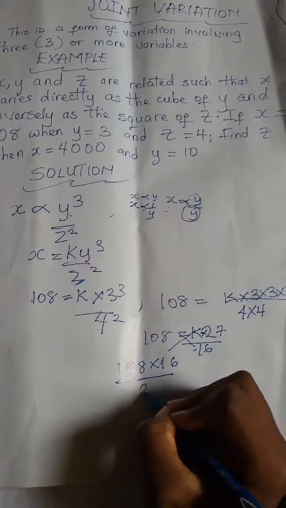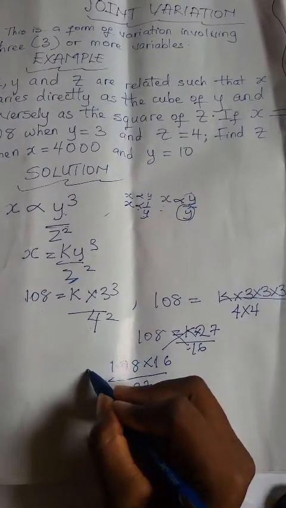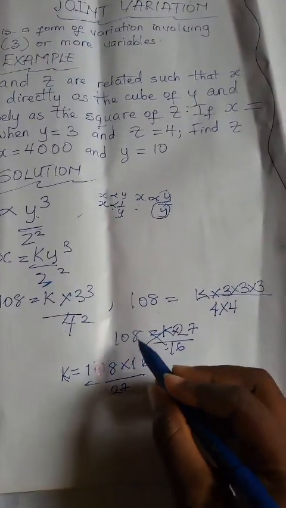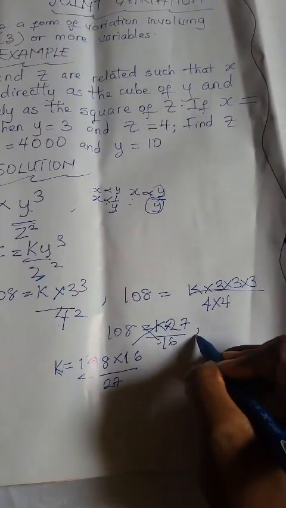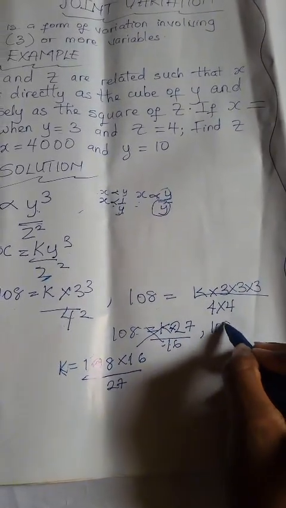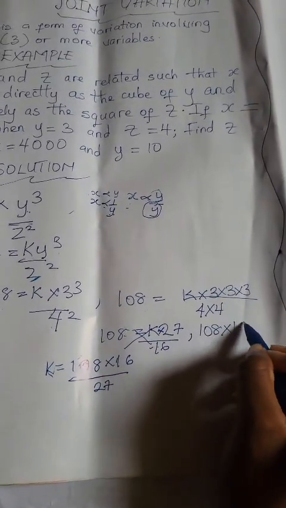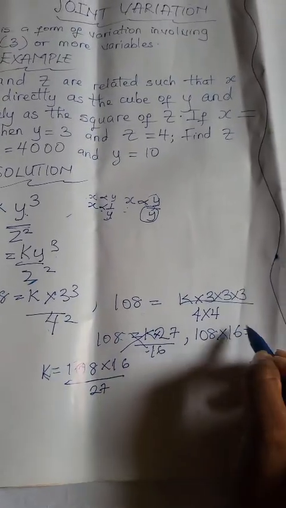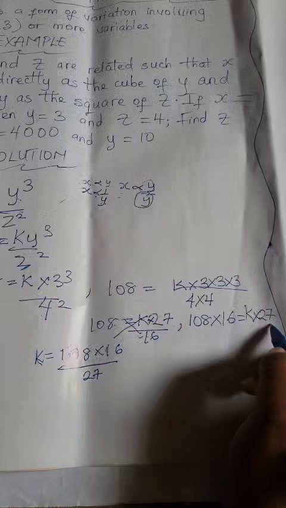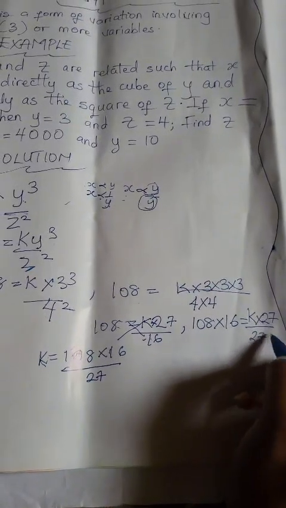108 times 16 over 27. That's the value of our k. Let me explain how I got 108 times 16. From here, 108 multiplies 16. This is 108 times 16. Our k and 27 is here, k times 27, so I now divided both sides by 27.